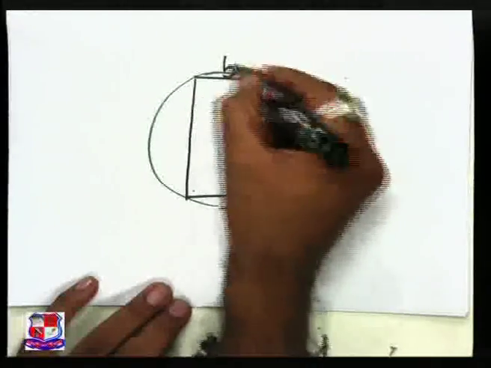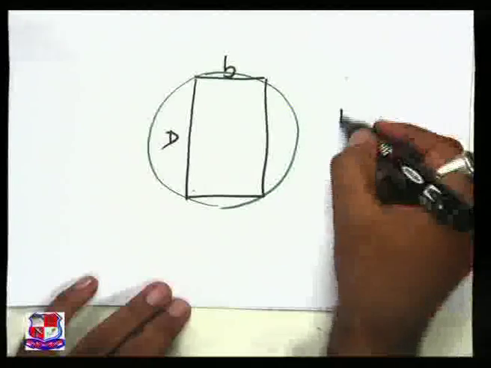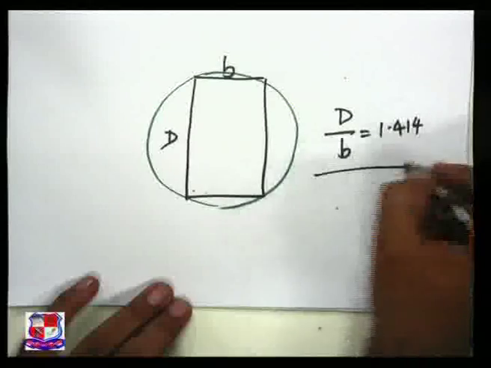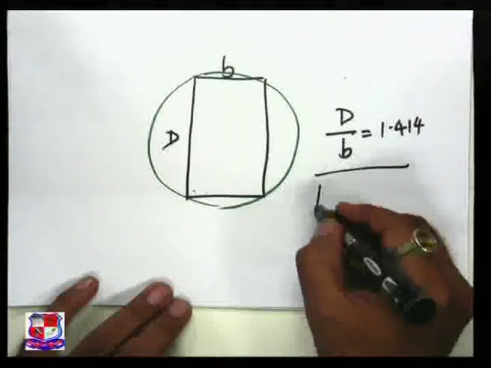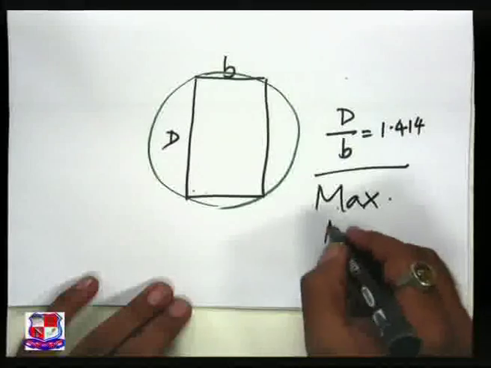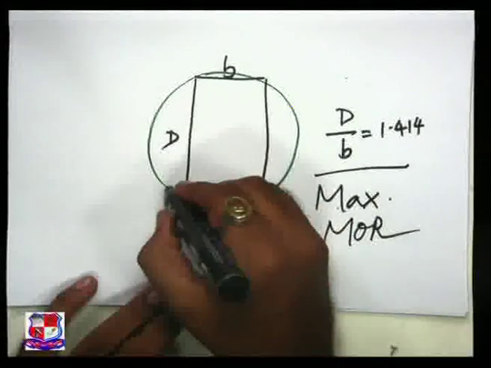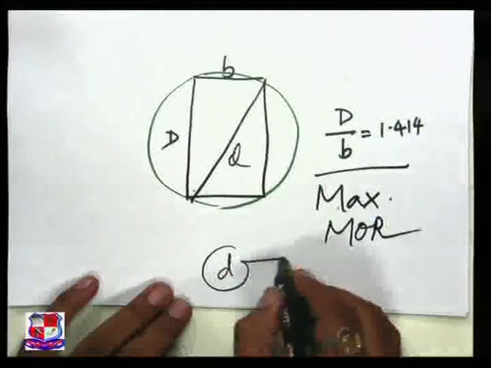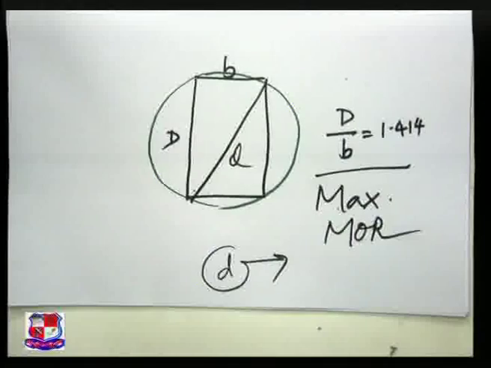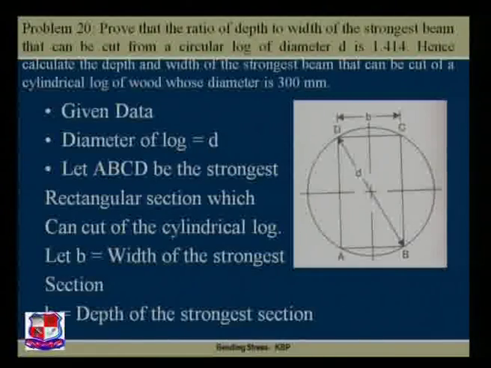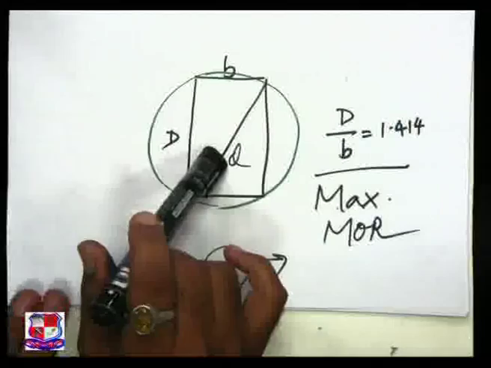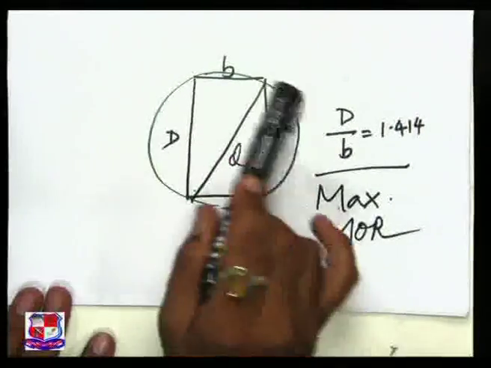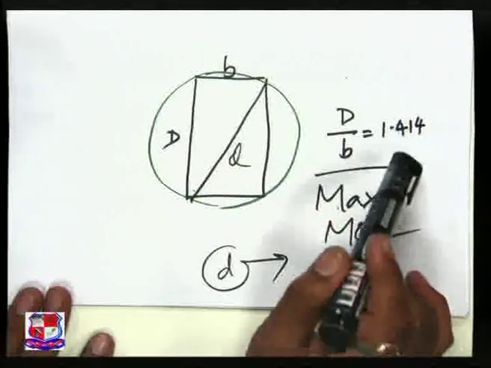If this is B and this is D, we have to cut it in this ratio so that we can achieve the maximum moment of resistance. The diameter is given to us as D, the diameter of the circular log of wood. The statement says we have to cut this section by a D by B ratio of 1.414.